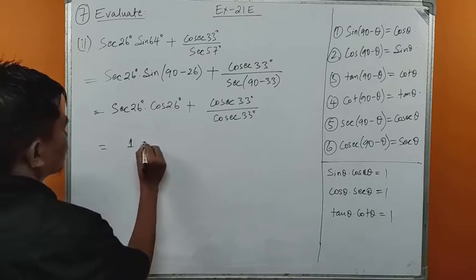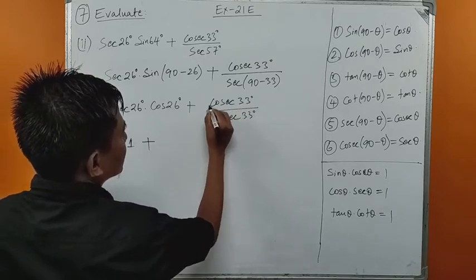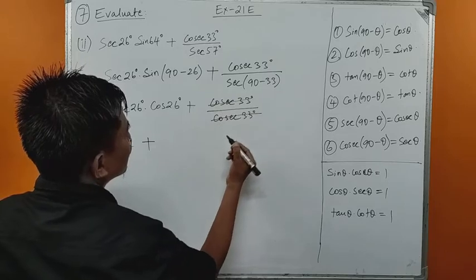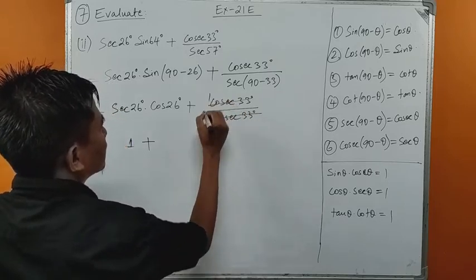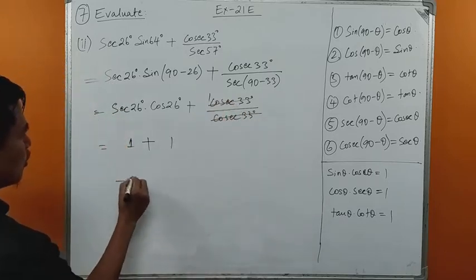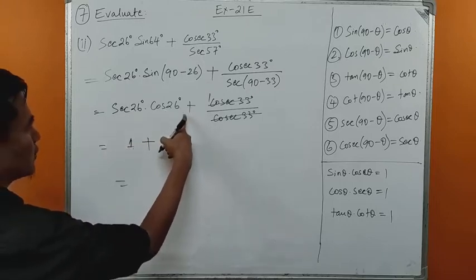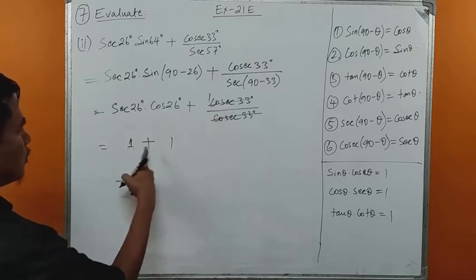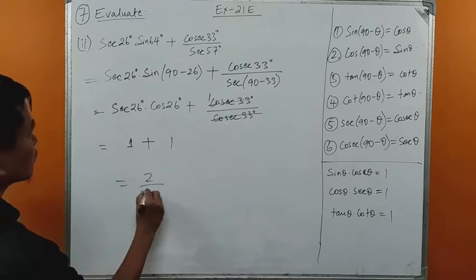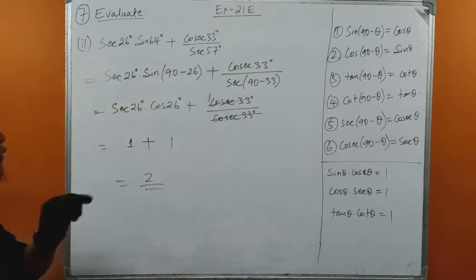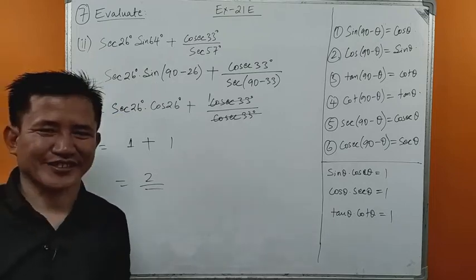Okay, so plus here cosec 33 in the numerator and cosec 33 in the denominator, so both can be cancelled and we have 1 here. So 1 plus 1, this is 1. Okay, and plus here this is 1. 1 plus 1 is 2. So the value of this expression is 2. I hope you got this. Now let's do another question.